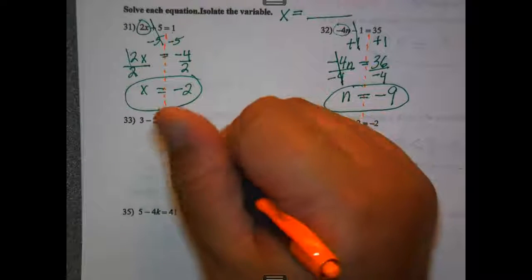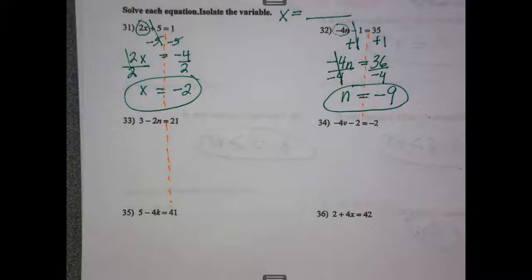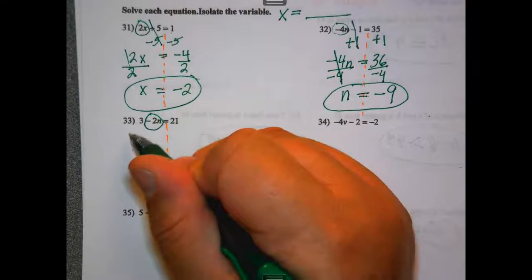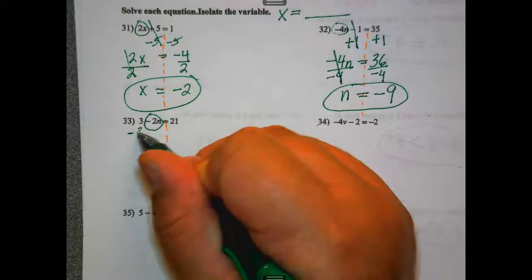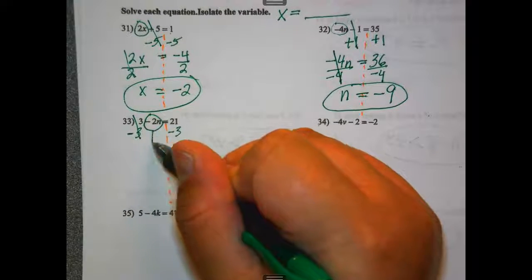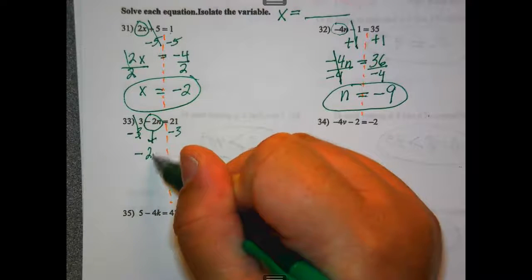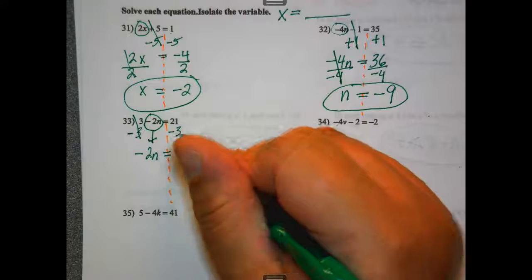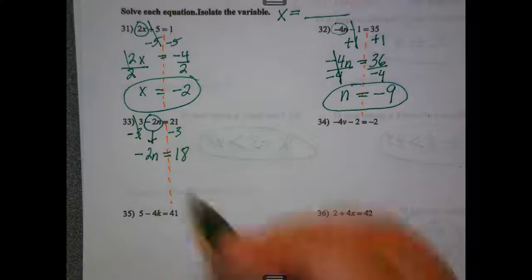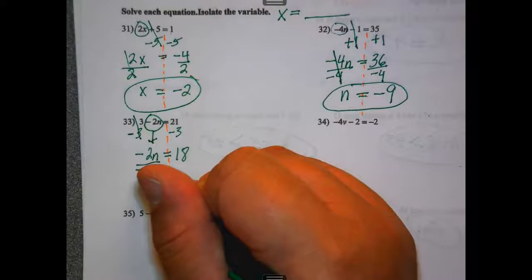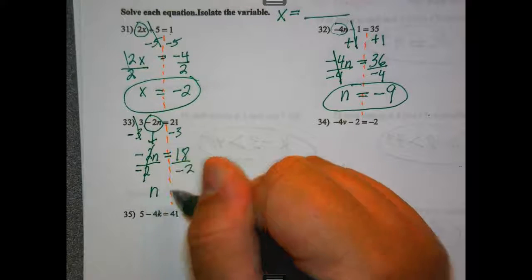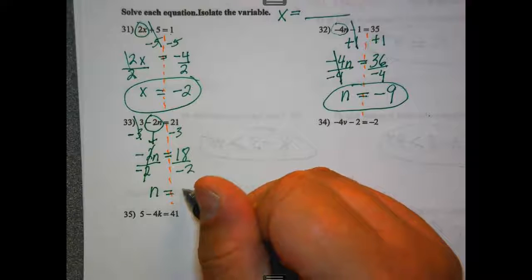Number 33. I have to get this guy by itself. So this is a plus 3, so I have to subtract 3. Subtract 3 from both sides. These add up to 0. I need to bring my negative 2n down. Now I have to divide both sides by the coefficient. Got it? These multiply to n. Careful.